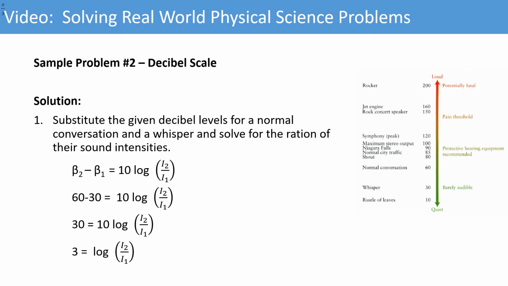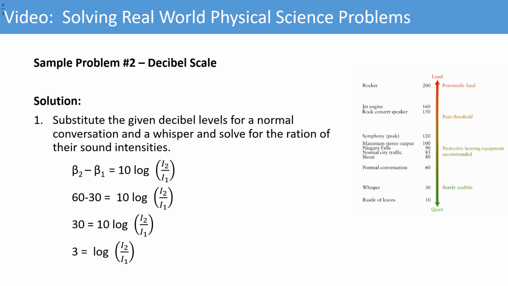Here is your solution. Substitute the given decibel levels for a normal conversation and a whisper for the ratio of their sound intensities. So beta 2 from our chart is 60, normal conversation. Beta 1 is a whisper, which is 30, and that's equal to 10 times the log of intensity 2 divided by intensity 1. 60 minus 30 is 30, equal to 10 times the log of intensity 2 divided by intensity 1.